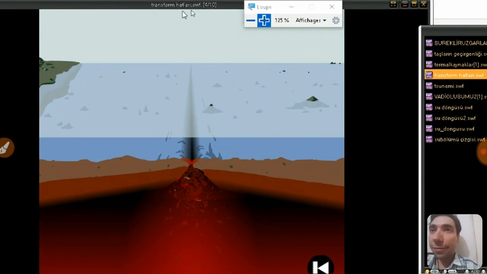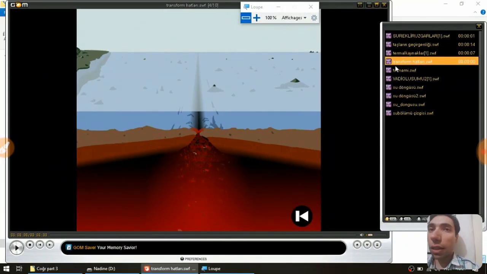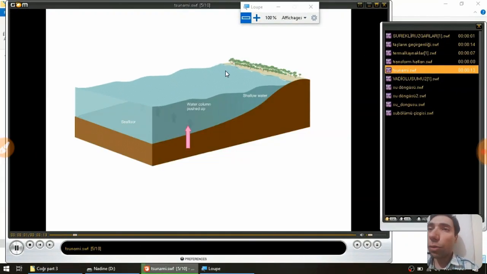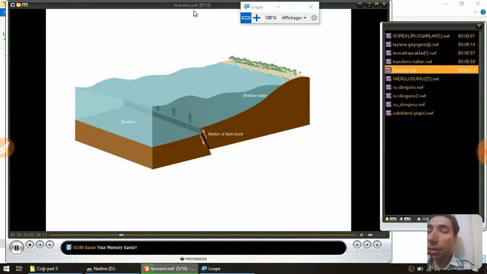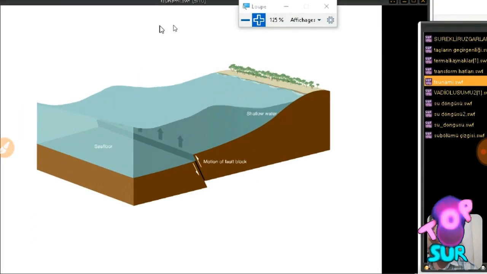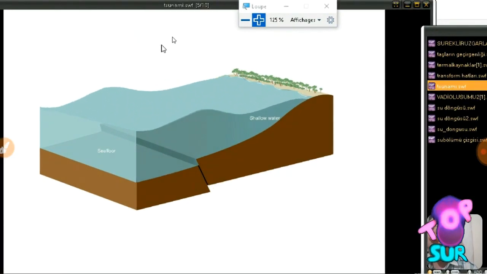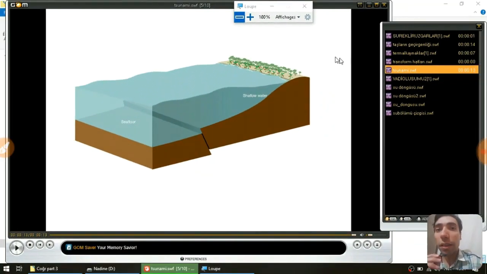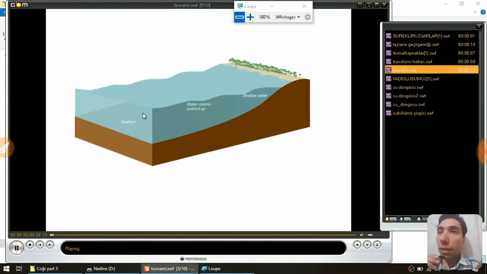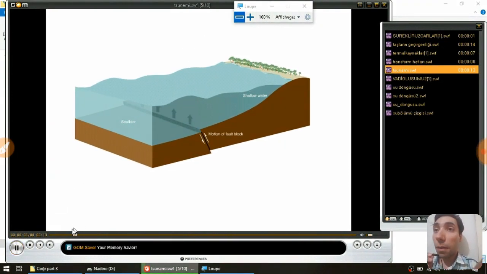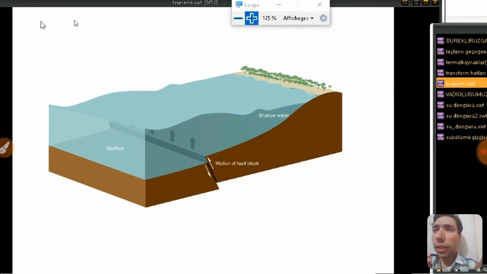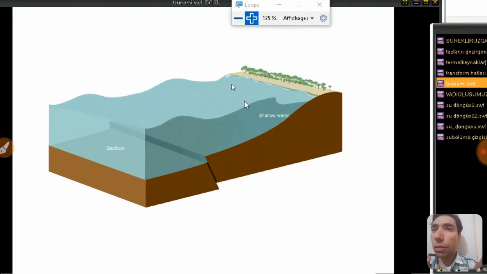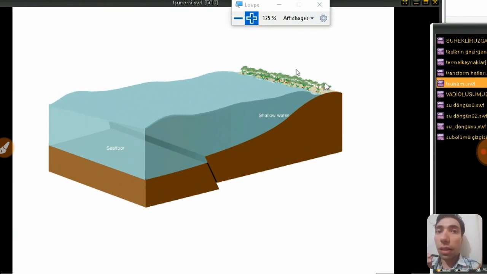So transforming lands. This is a tsunami, when two things fold or crack onto each other, so it makes a wave, and it destroys everything it comes across. It's really deadly. It happened in 2003, I guess. Sea floor, as you can see, motion, shallow water. It's not shallow anymore. It's in the land.